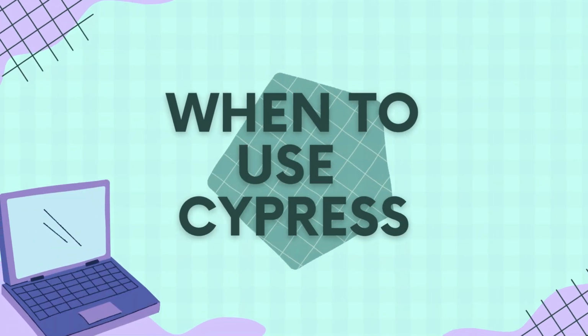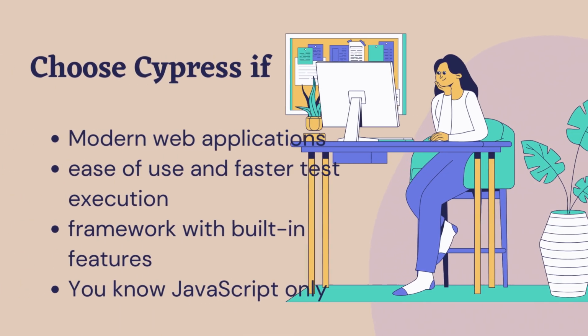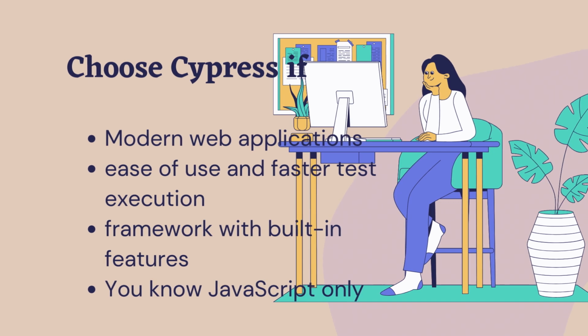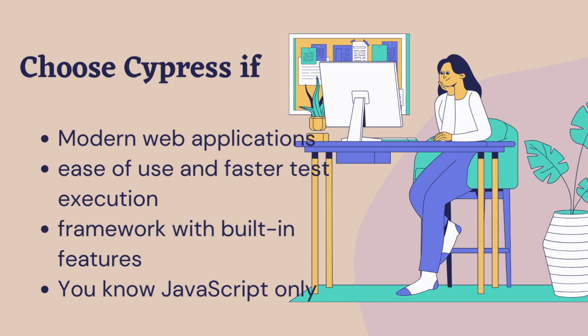Now let's talk about Cypress. You can choose Cypress if you are primarily testing modern web applications, okay, which are built on JavaScript kind of frameworks. Your priority is ease of use and faster test execution, then also you can use Cypress. Your project uses JavaScript for scripting. Ultimately, the best way to decide is to experiment with both tools and see which one better suits your needs and team skill sets.